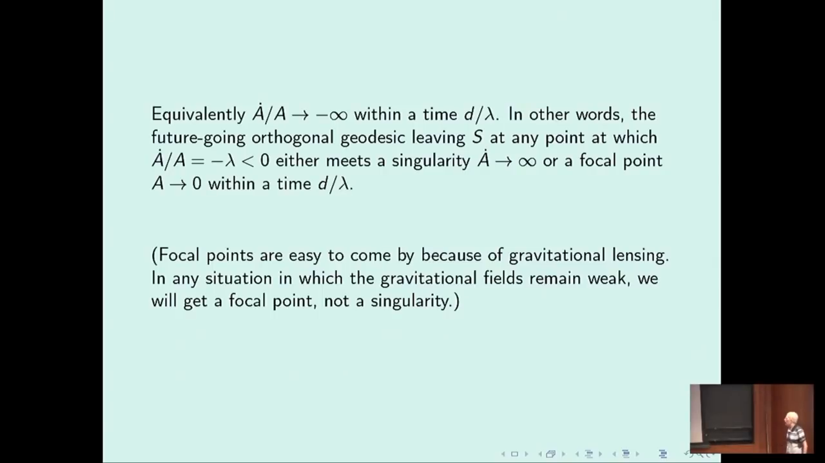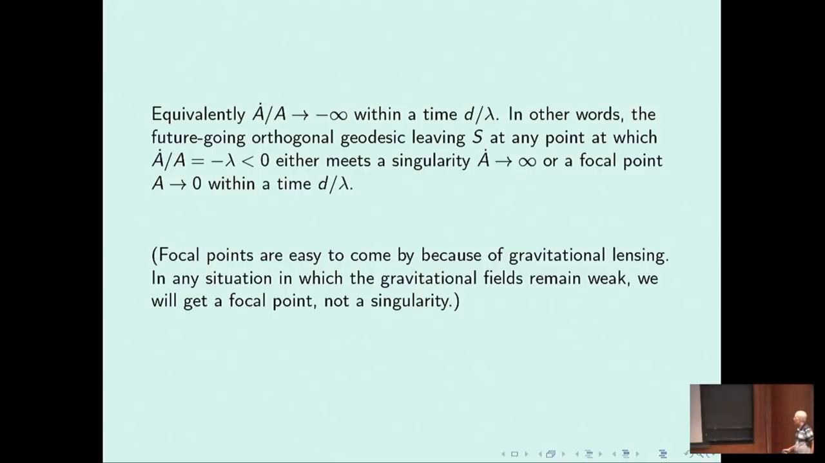So this shows that focal points are easy to come by. For example, you could be simply in Minkowski space. If your initial value surface is time 0, the orthogonal geodesics go straight ahead in time and never focus. If you took a wiggly initial value surface, the orthogonal geodesics will meet somewhere in the future or the past, depending on how it wiggles. So a wiggly initial value surface in Minkowski space will lead to a lot of focal points.